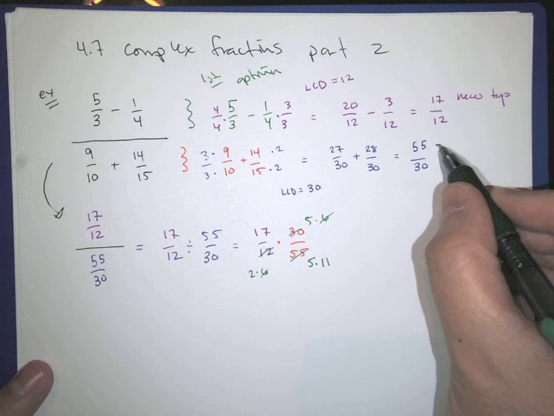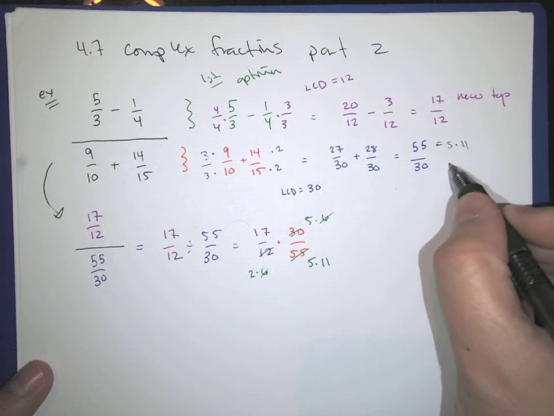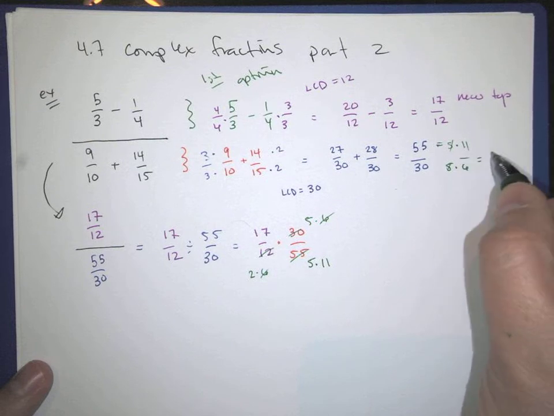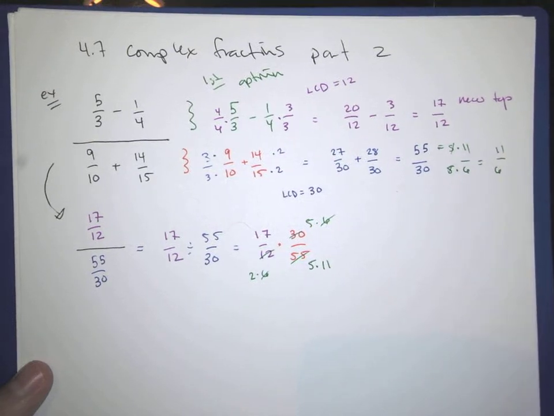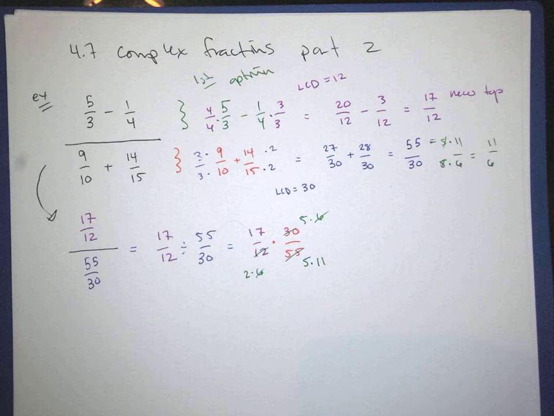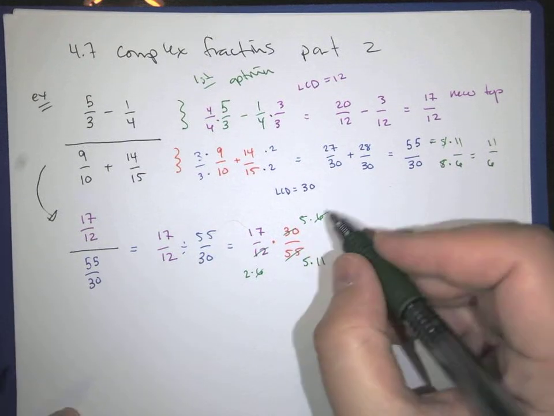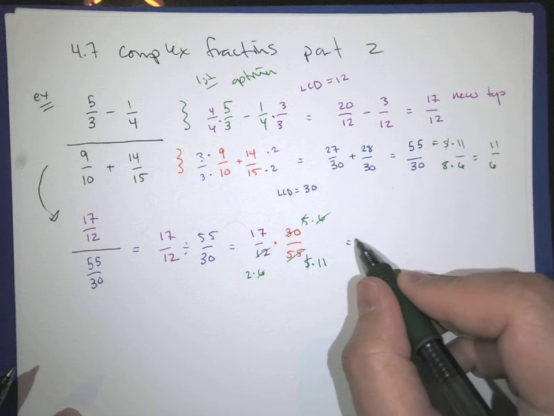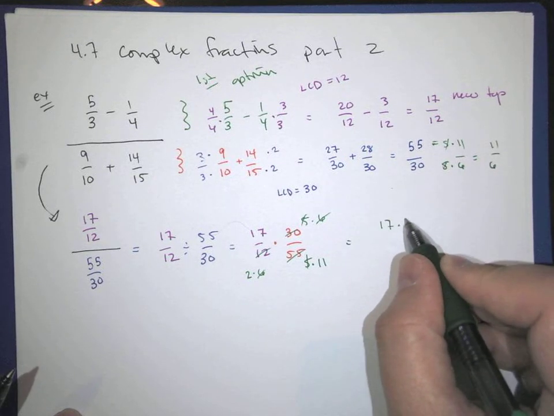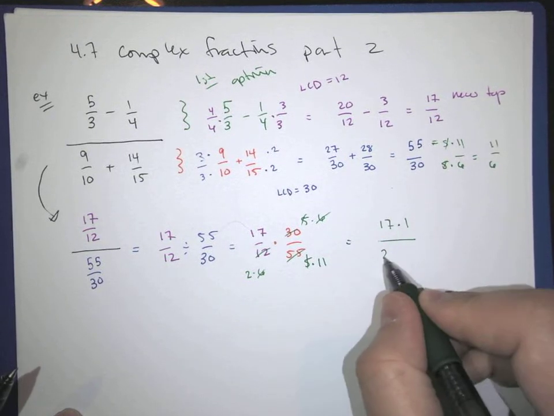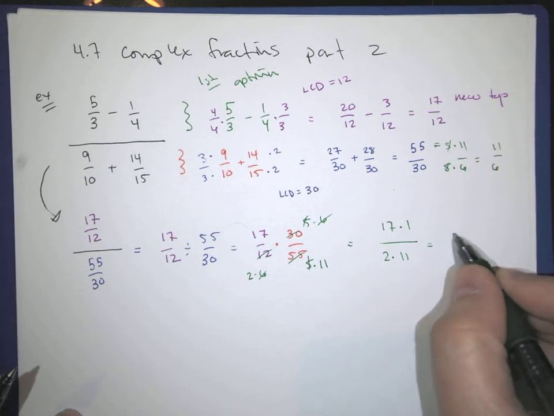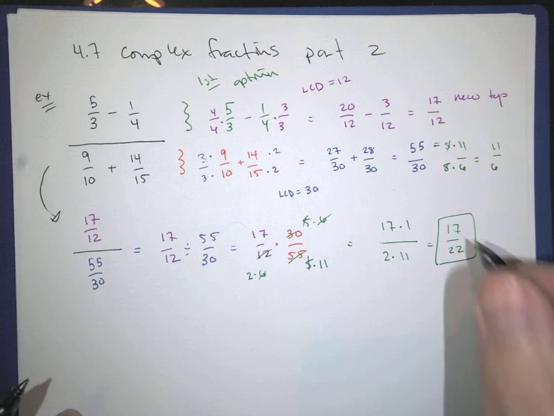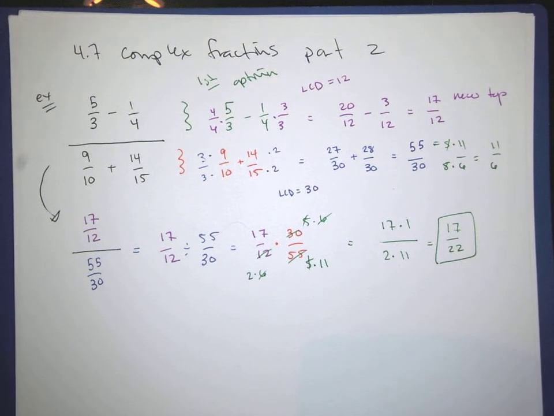We even could have gone back here. This would be 5 times 11 and this would be 5 times 6. The 5s cancel, so this would really be 11 over 6, a smaller number to start with. If we don't catch it at first, that's totally fine. We can get these 5s later on. So this is going to be 17 times 1 over 2 times 11, which becomes 17 over 22.